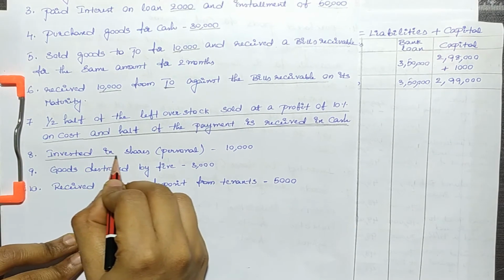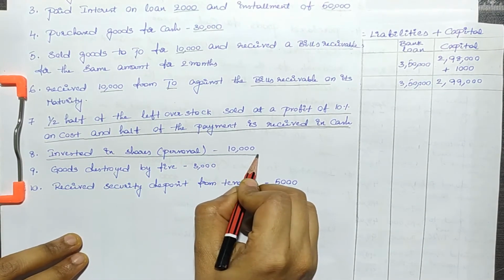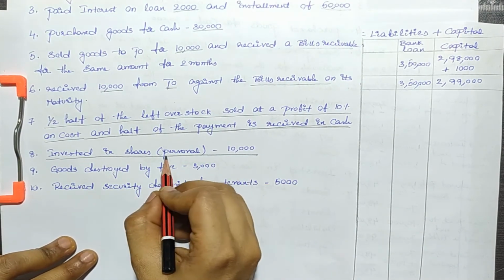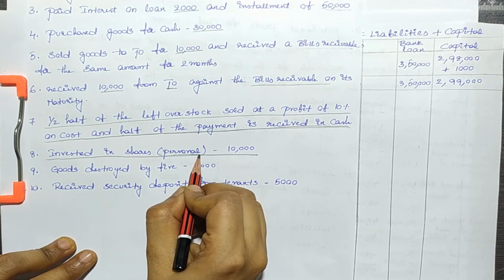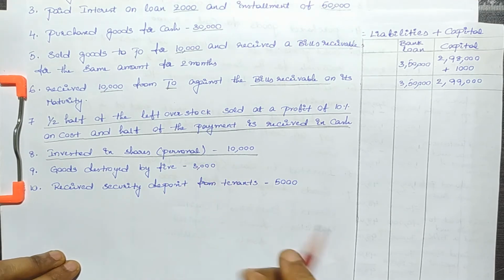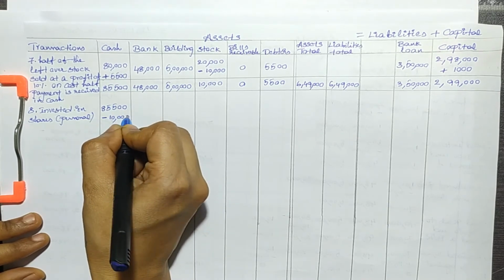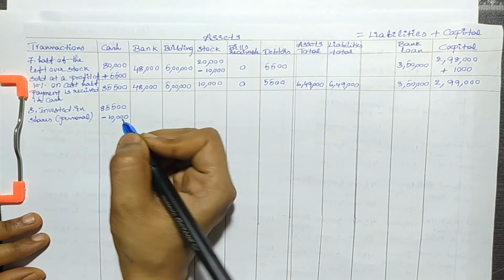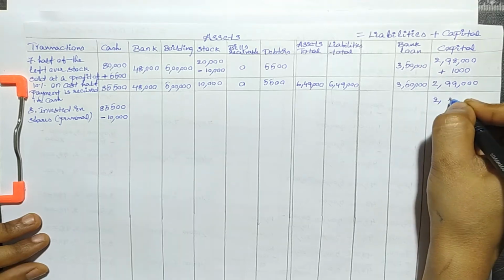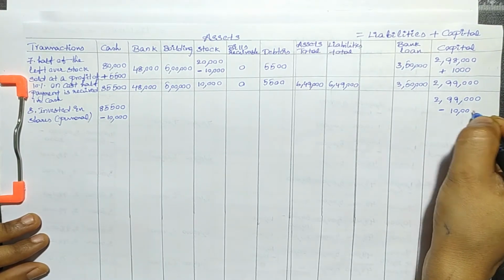Next transaction is invested in shares 10,000. In brackets, they have given personal. That means the proprietor has invested in shares for his personal purpose, not for business purpose. So business consider this as an expense. It will not consider it as an asset. In this case, we will deduct 10,000 from cash because business is treating this as an expense. And also we will deduct 10,000 from capital.